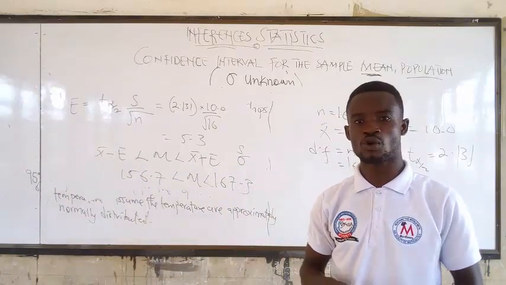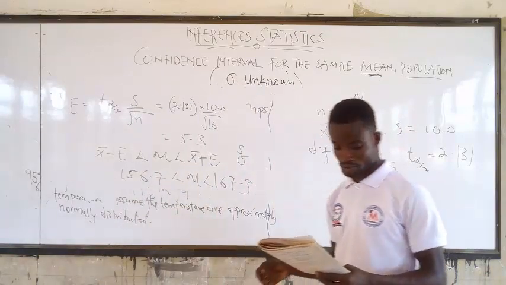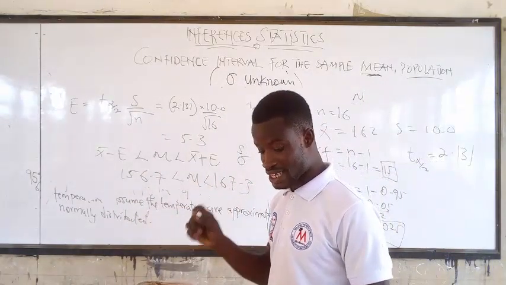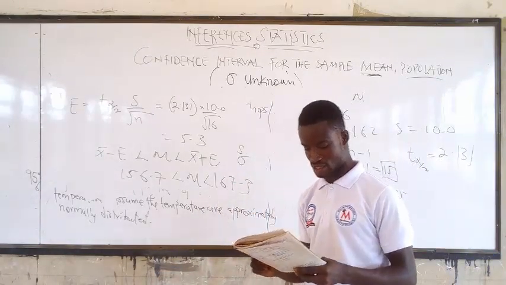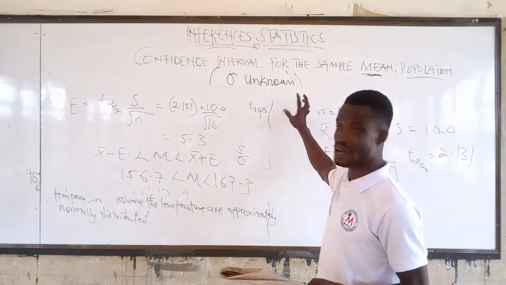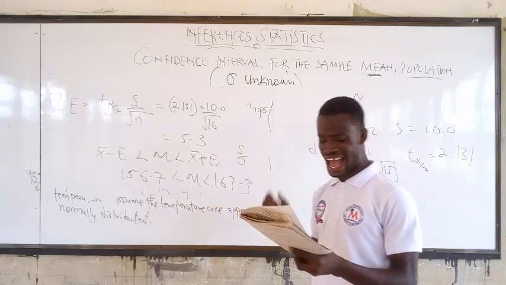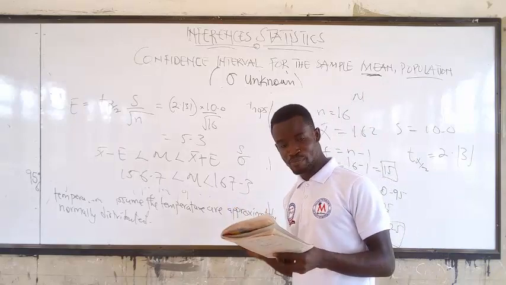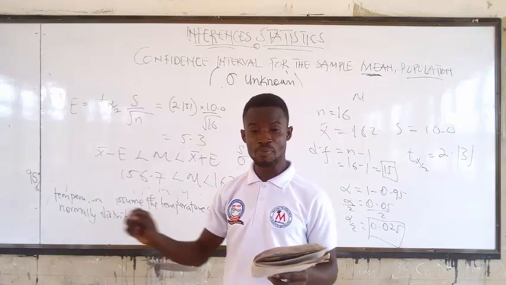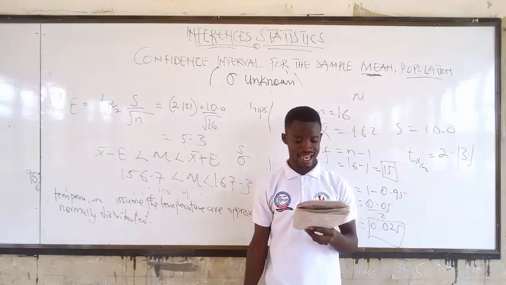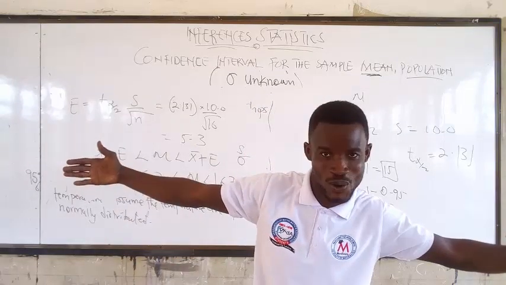So what is going to be the conclusion? What will you say? Okay, so you can say, with 95% confidence, that's why it was given in the question, with 95% confidence, you can say that the population mean temperature of coffee sold is between that, and that is all.